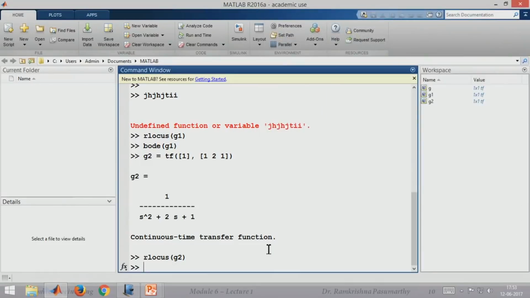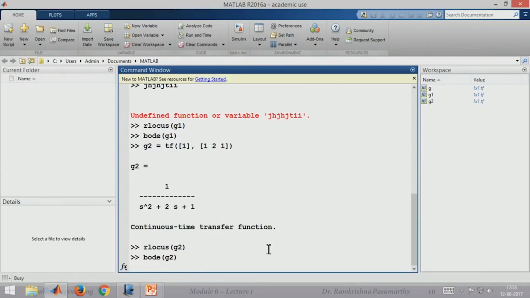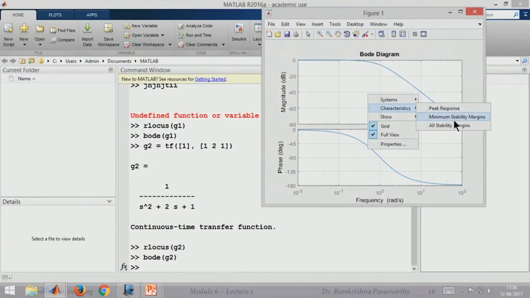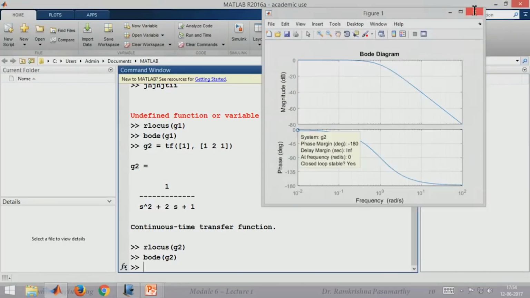Then you look at how the Bode of this looks. Now I go to the grid and see how the stability margins look. You will have a phase margin of 180, and this never reaches the 180 degrees, it just reaches it at infinity. So you will have the gain margin to be infinite. These are systems which have infinite gain margin and a phase margin of minus 180, which is very good for us.